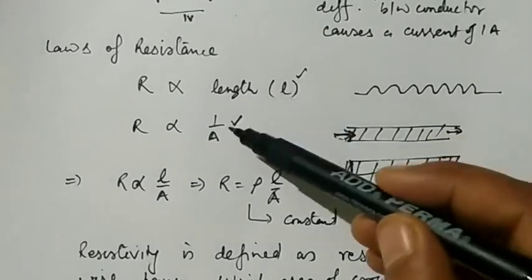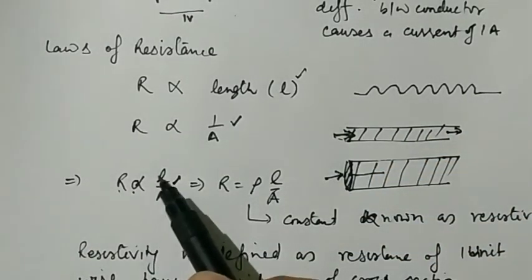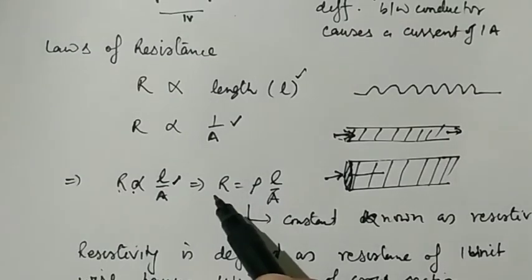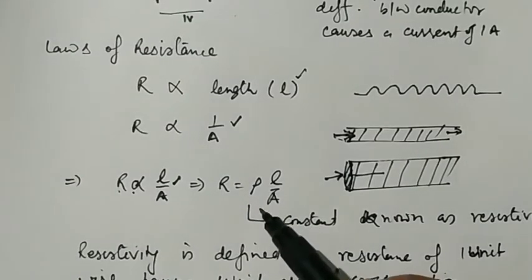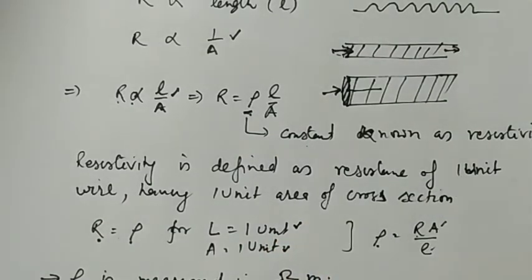If you combine both the factors, we get R is proportional to L by A. If you remove this proportionality by introducing a constant, that constant is rho, and it is known as resistivity. Resistivity is defined as the resistance when the length of the wire is 1 unit and the area of cross section is also 1 unit.